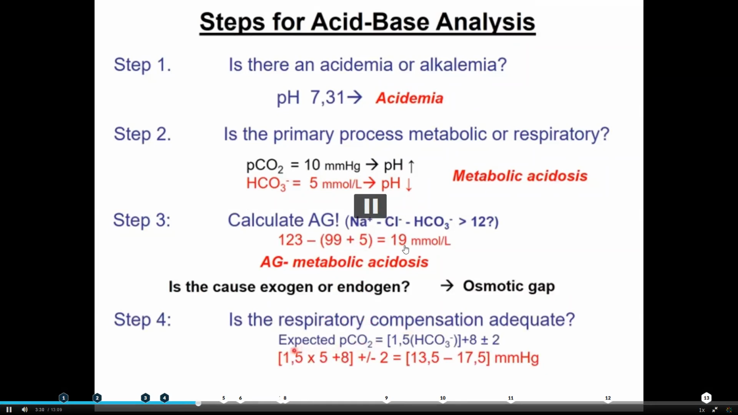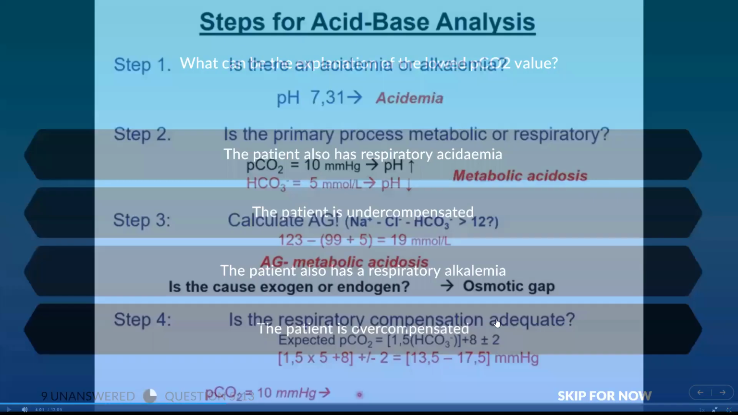What is the expected PCO2 based on the Winter's formula? We have to take 1.5 times the actual bicarbonate plus 8, plus or minus 2. So the range in our case is 13.5 to 17.5. What was the PCO2 value? 10 millimeters of mercury. So what do you think? Because 10 is less than the expected value.